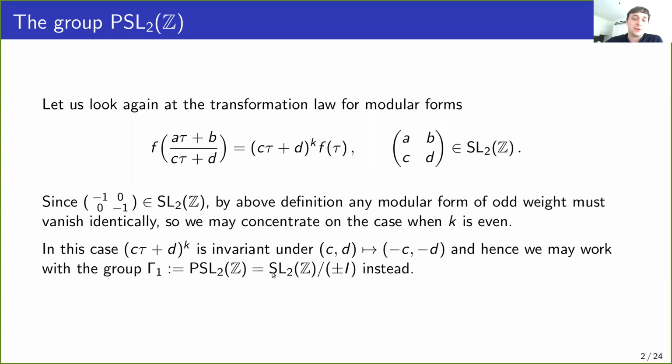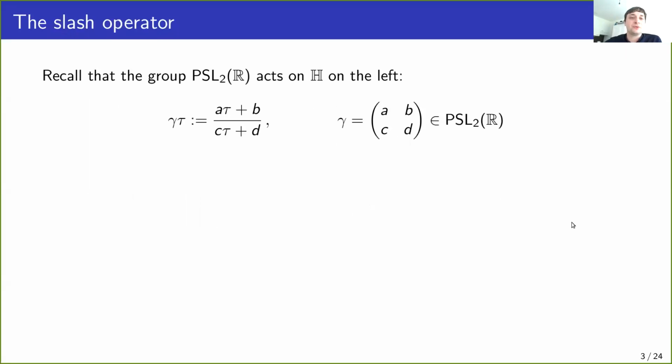We're actually talking about the action of this group PSL2Z, not SL2Z. And one can see that the fractional linear transformation is invariant under multiplication by minus identity. So we're not losing anything. Okay, so just to recall, the group PSL2R acts on the upper half plane on the left, and this is actually the full group of biholomorphic automorphisms.